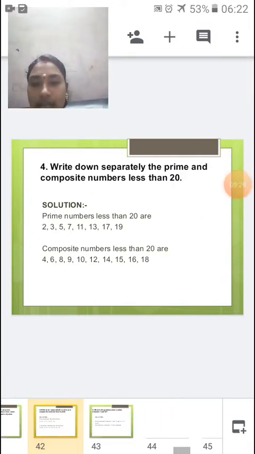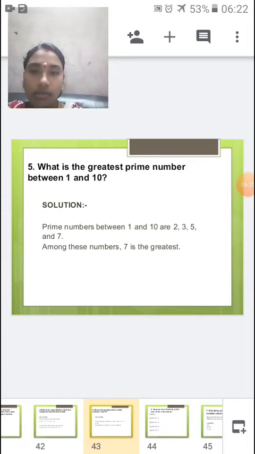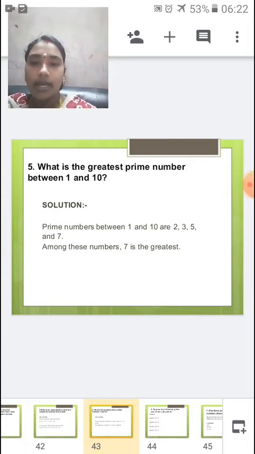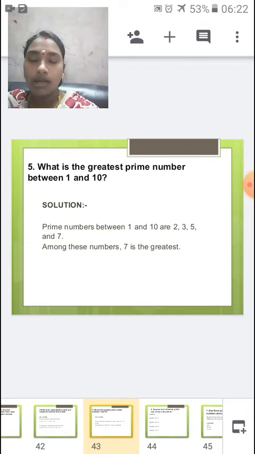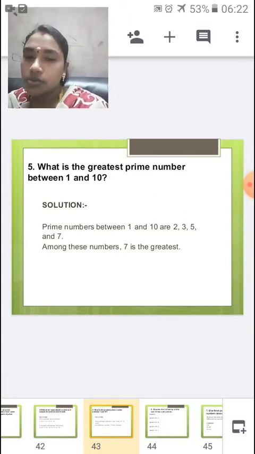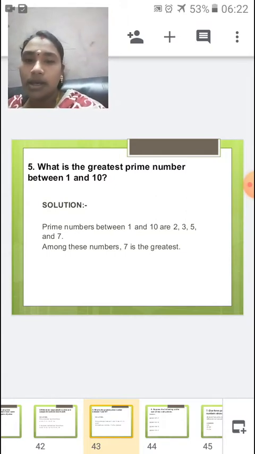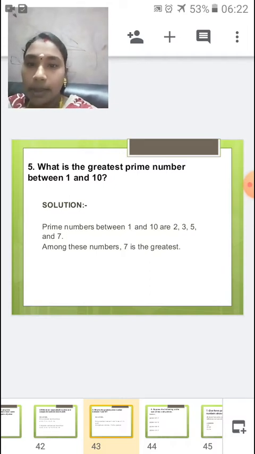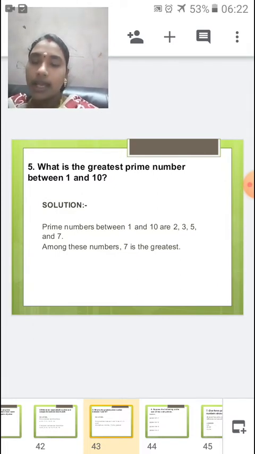So let us take the fifth sum. Find the greatest prime number between 1 and 10. To find the greatest prime number, we need to calculate the prime numbers between 1 and 10, and among them we will find which number is the greatest. Let's write down the solution for this question.